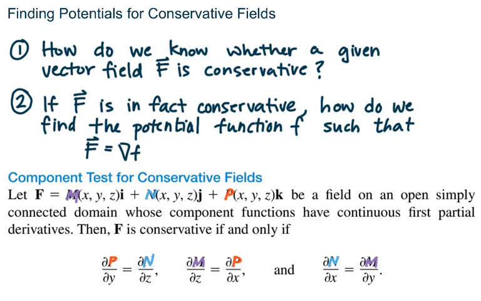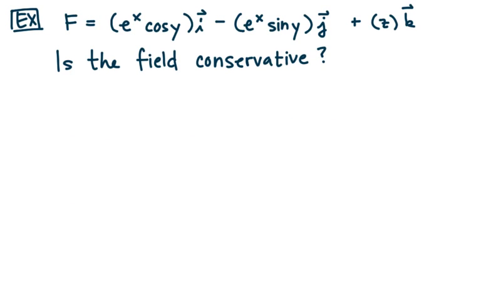Let's look at an example or two of determining whether or not a field is conservative. Here we're given a vector field, e to the x cosine y i minus e to the x sine y j plus 0k. And we're asked, is the field conservative? In order for us to do this, we're going to take the partial of M with respect to y and z, the partial of N with respect to x and z, and the partial of P with respect to x and y.